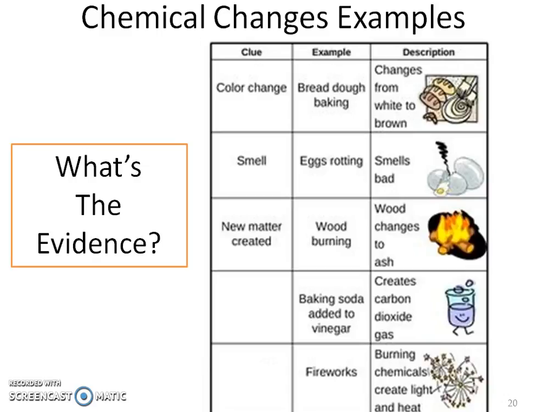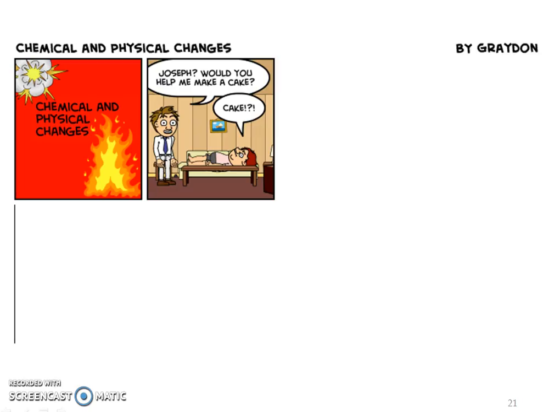We could talk about gas evolution. We could talk about the heat. We could talk about the light. Baking soda, again, gas created because of those bubbles. Fireworks, heat and light is created. So sometimes, especially with a chemical change, there's more than one evidence that could be a possibility.